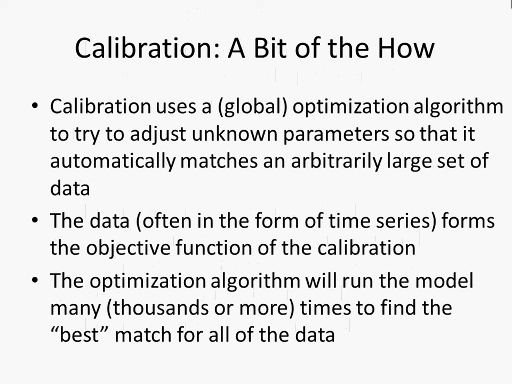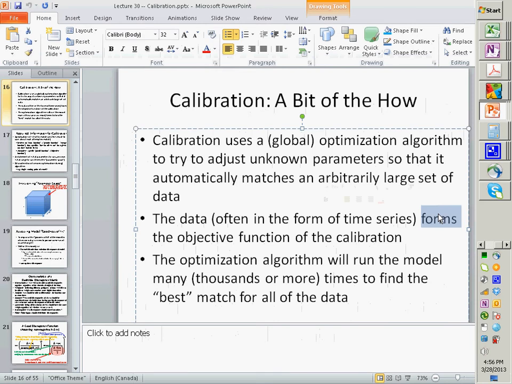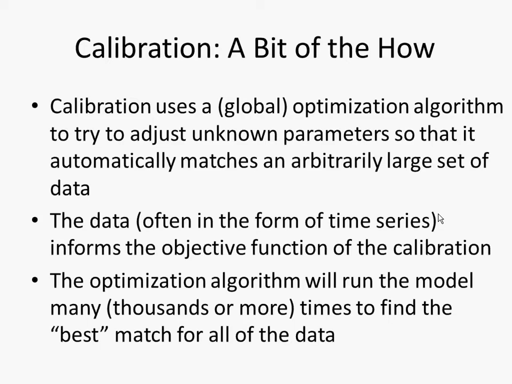Qualitative, quantitative, in some cases either qualitative or quantitative. The data, often in the form of time series, informs the objective function. The objective function, the thing we're trying to minimize in this case, we can think of as discrepancy. It takes into account the data that we're trying to match and tries to match the model output to that. And the optimization algorithm here typically will run the model many, perhaps thousands of times, to find the best match for all the data.